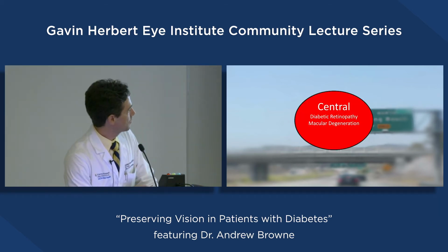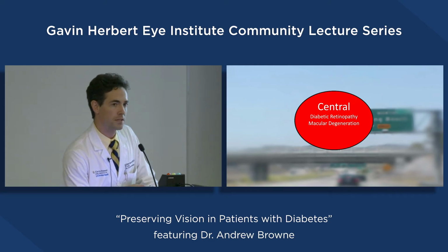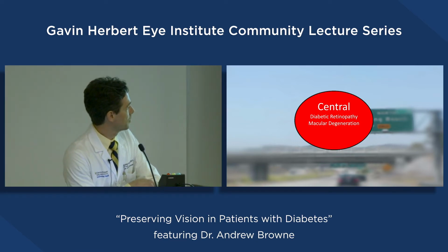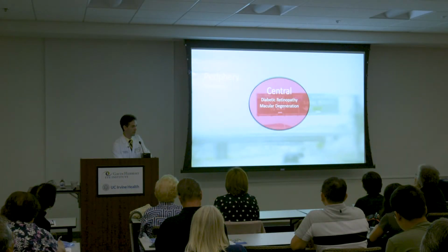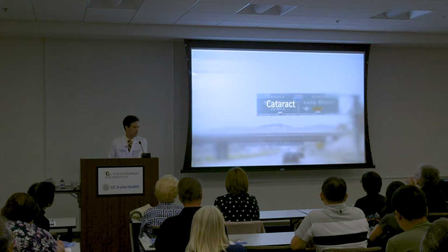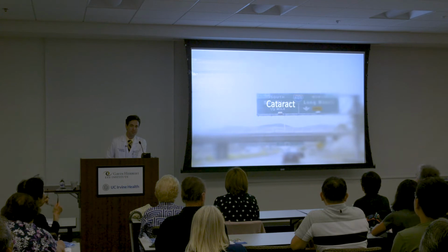And so in the central vision, diabetic retinopathy and macular degeneration are the diseases that commonly affect this part of the visual field. And in the peripheral parts of the visual field, where everything is less high acuity, this is a part of the visual field where glaucoma predominates. And cataract is a film over the entire visual field.